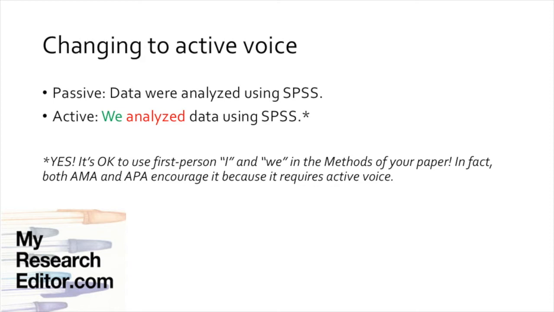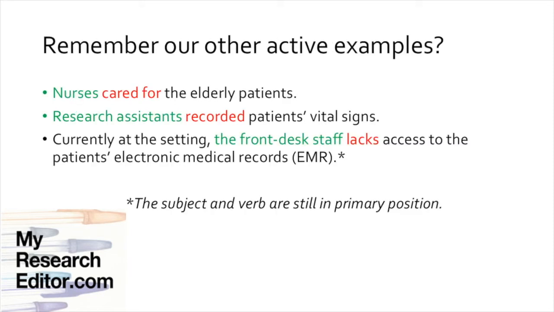Passive construction commonly occurs in the methods section because writers are reluctant to use the personal pronouns I or we in their papers. However, both APA and AMA encourage these personal pronouns to retain active voice and avoid any messy or confusing language. Now, remember that quick list of 3 active sentences that you viewed at the beginning of the clip? Look at them again and notice that the subject and the verb are in the primary position in all 3 sentences.